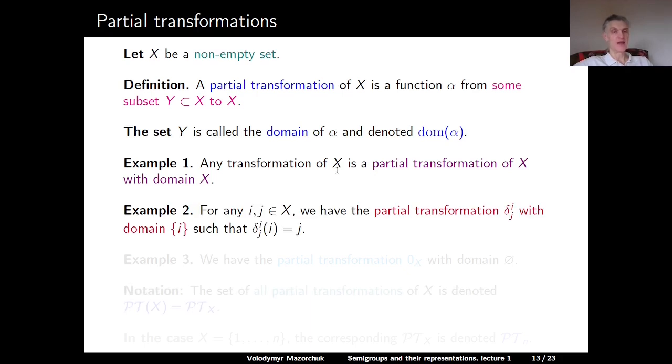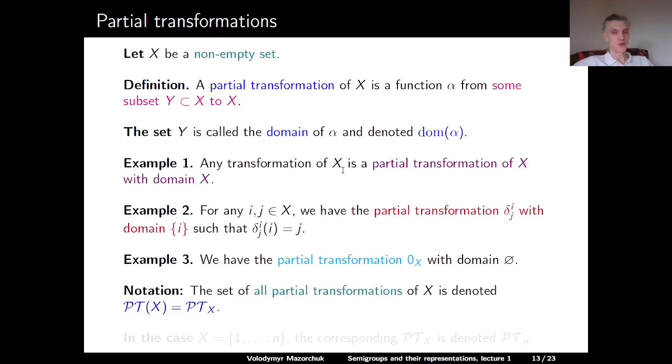Example 2, if we pick any pair of elements i and j in X, we have the partial transformation delta_ij, which is defined only on i and which sends i to j. Example 3, we have the partial transformation 0_X, which has domain the empty set, and so it's not defined at any element.